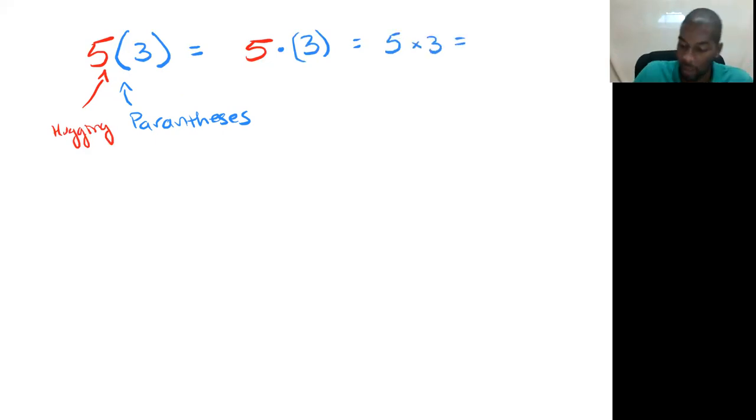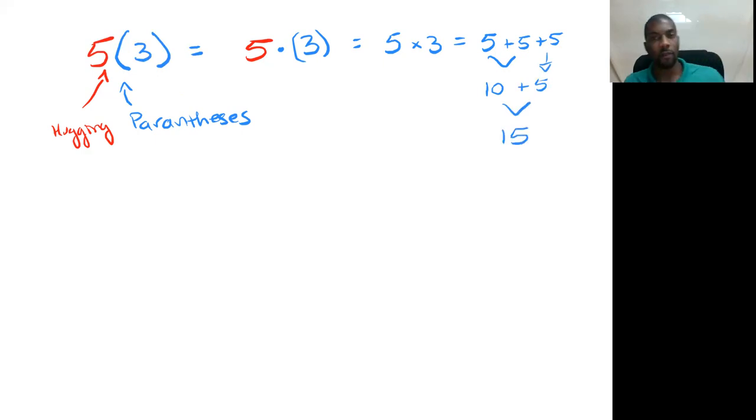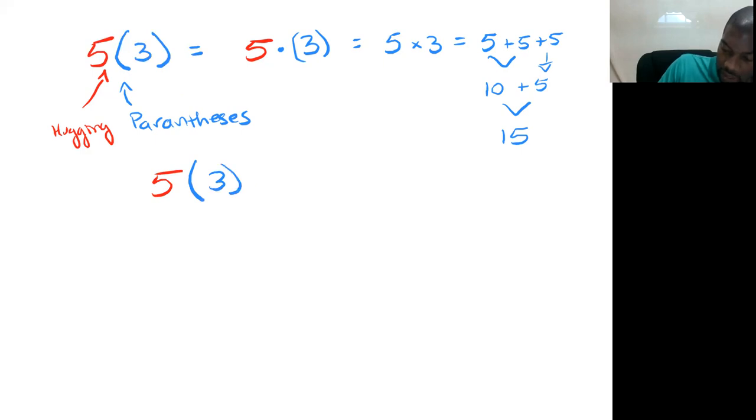And 5 multiplied by 3 is the same thing as saying 5 added to itself 3 times. So what's 5 plus 5? 5 plus 5 is 10. Drop the 5. What is 10 plus 5? 15. So the answer to what is 5 parentheses 3 is 15.